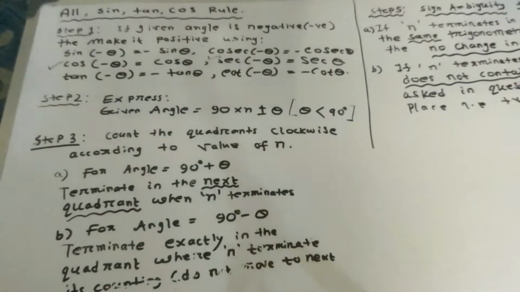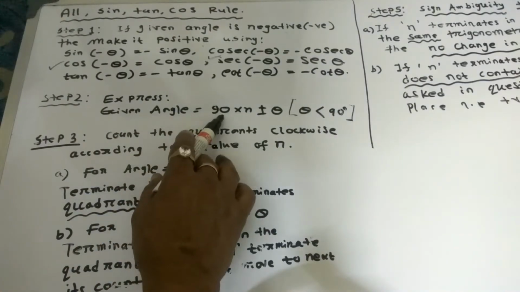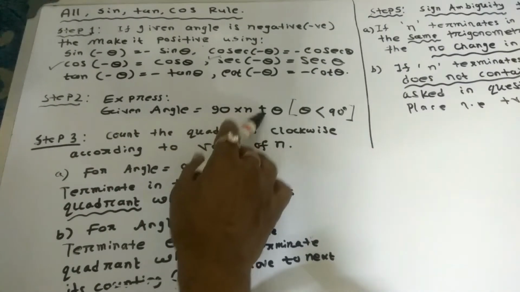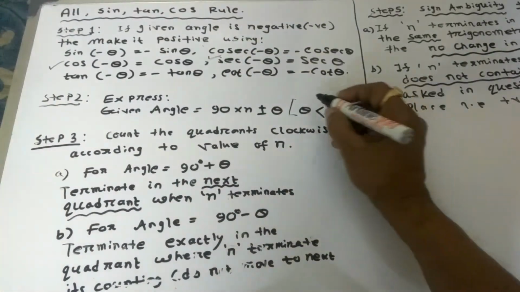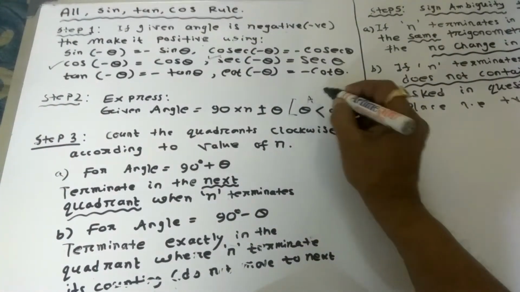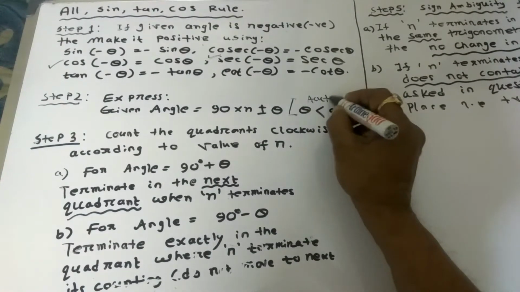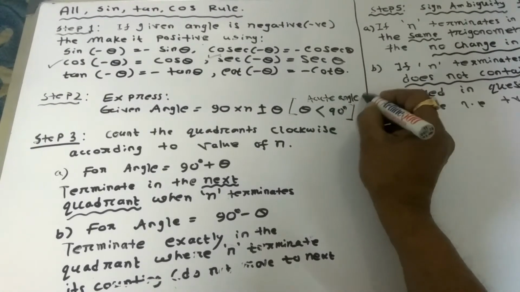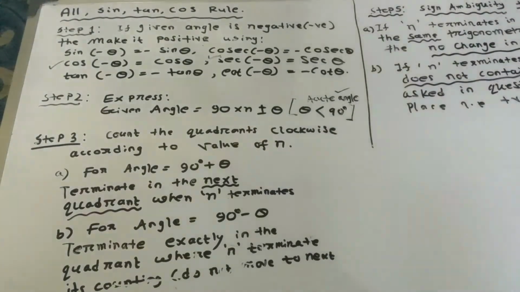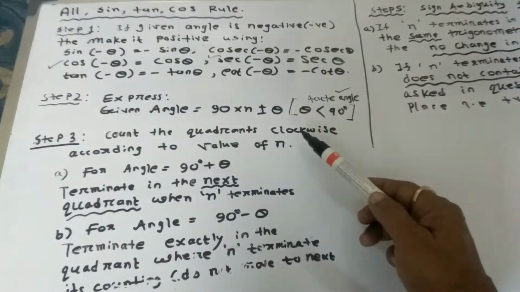Now come to step 2. Express the given angle, suppose the given angle is alpha or whatever, as 90 into n plus or minus theta. Theta is an acute angle, less than 90 degrees. Got it? And this is the format. Now the term n is very important here.